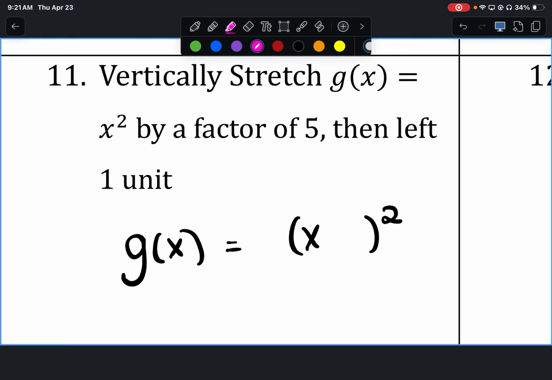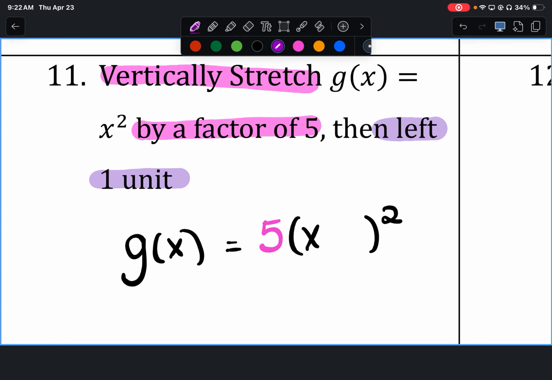Okay, so vertically stretch by a factor of 5. What does that tell us we need to do? 5 where? In the very front. Okay. And then it's saying it's going to the left 1 unit. What do I need to do for the left 1 unit? Plus 1 where? Inside of the function. So we have 5 times x plus 1 squared. Parentheses are an awesome tool for this to make sure it's very clear where things are inside or outside of our function.